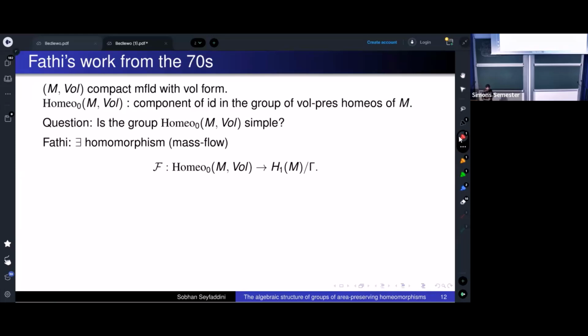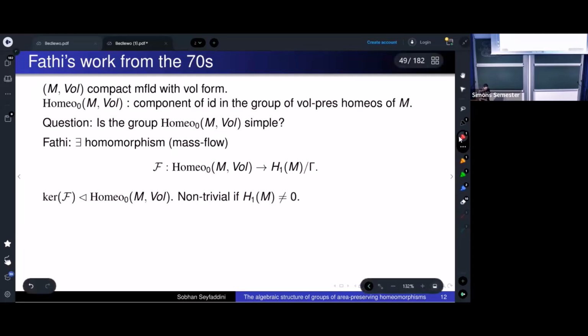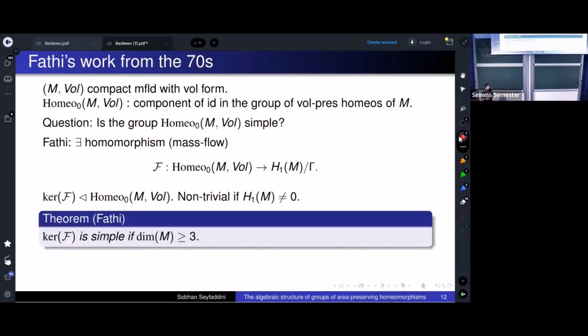So he constructed a homomorphism out of the group. If this homomorphism is non-trivial, then the group is not simple because you just take the kernel. And I should say that construction is extremely natural. It's basically the mean rotation. So the kernel of this homomorphism gives us an obstruction to the simplicity of the group. And as soon as it can be non-trivial, it is non-trivial. So if H1 is non-trivial, this kernel turns out to be non-trivial. Then the group of volume preserving homeomorphisms is not simple if H1 is non-trivial. And if H1 is actually trivial, then you have to know what happens to the kernel.